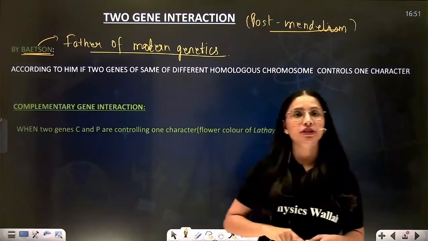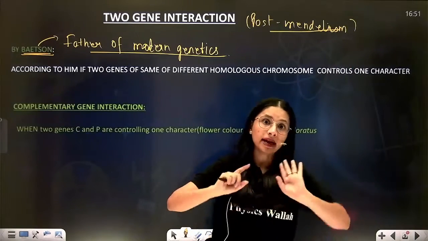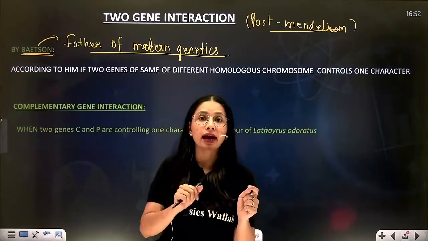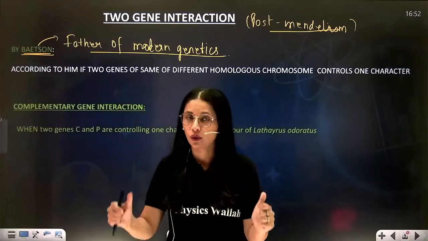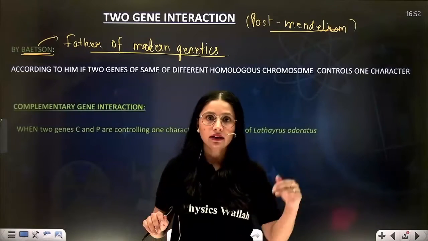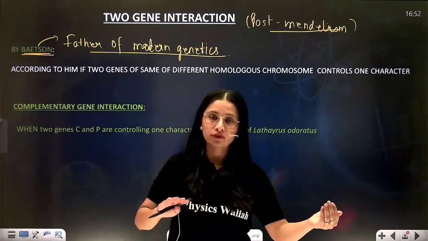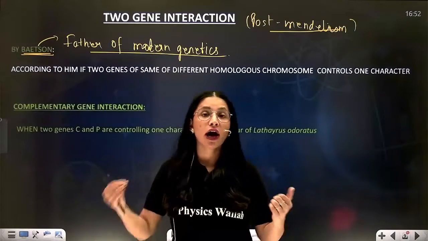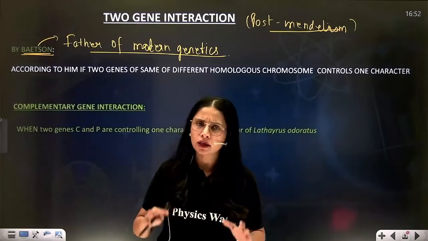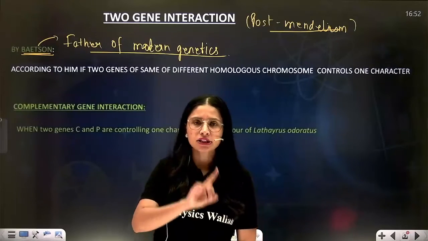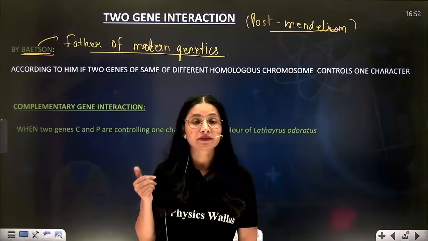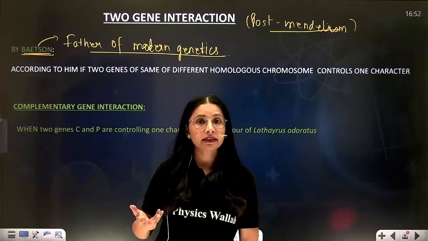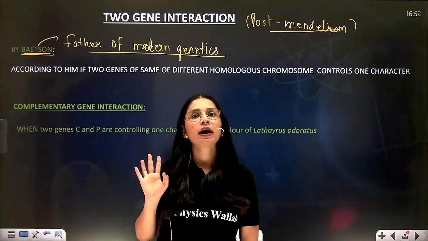Two gene interaction. Now what did Mendel say, beta? Mendel was always in favor that one gene at a time can control one character only. Correct? Like the R gene is responsible only for controlling seed shape, and the Y gene is only responsible for controlling flower color in the pea plant. So Mendel was always in favor of one gene, one character. But you have seen the exception, pleiotropy, where many characters were controlled by one gene.